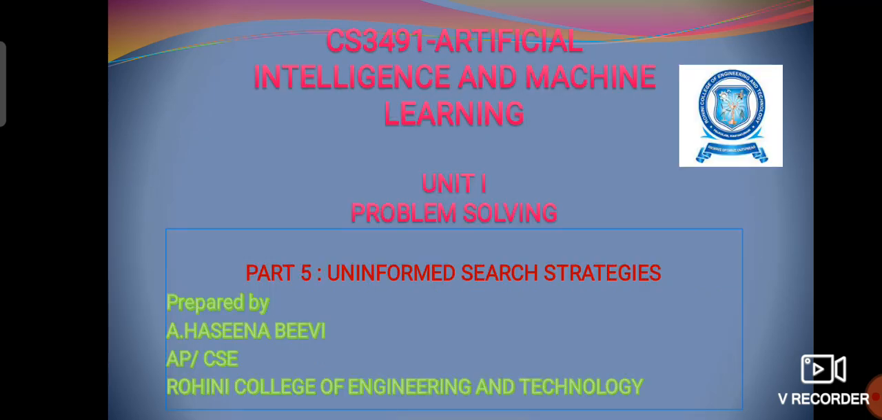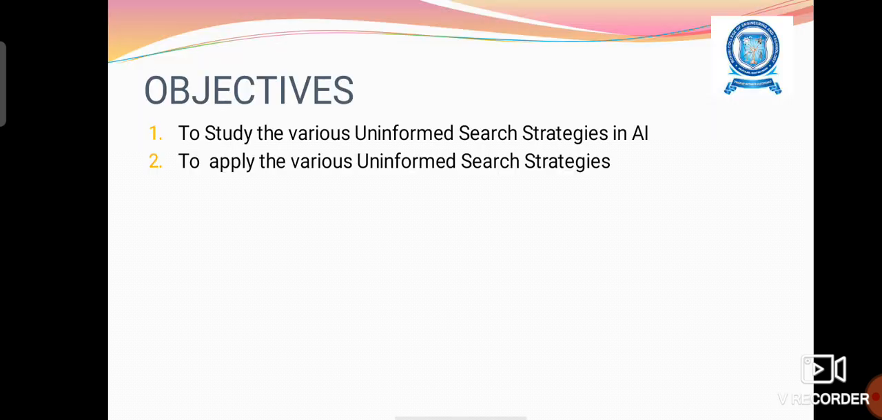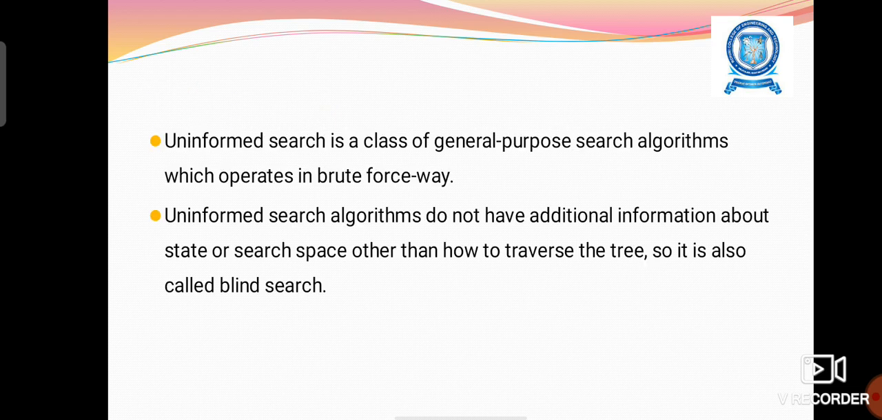Everyone, in this video lecture we are going to see one topic, uninformed search strategies, from the first unit of artificial intelligence and machine learning. Objectives are to understand the various uninformed search strategies in AI and to apply the various uninformed search algorithms to the problems.